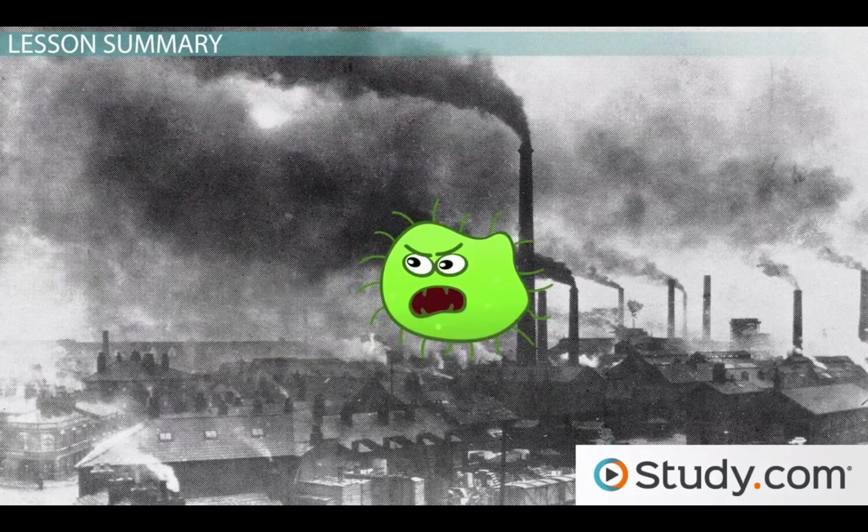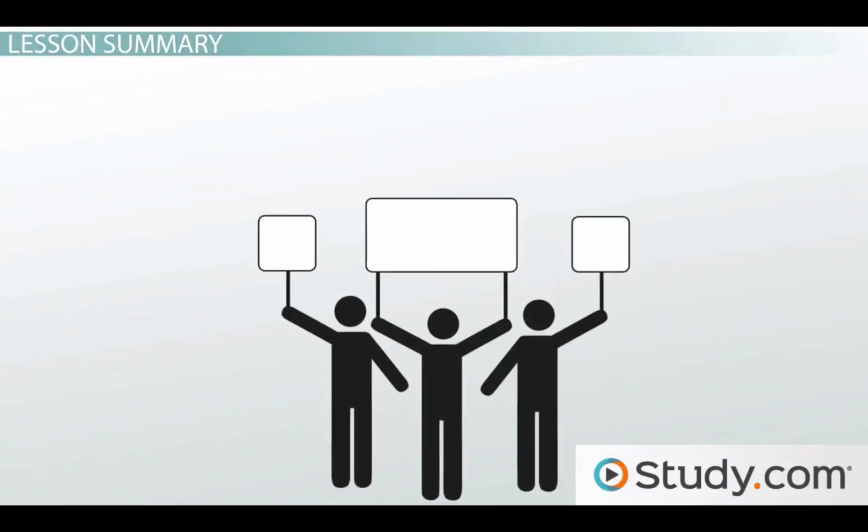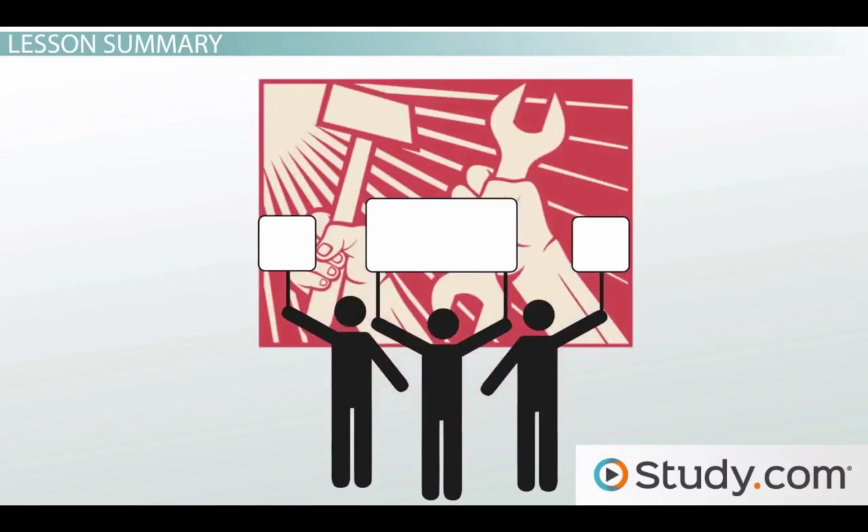Epidemics, unregulated workplaces, and unsanitary living conditions caused the death of many urban workers. In response, many people took up the cause of reform. Through tireless efforts, the conditions of workers continued to improve.